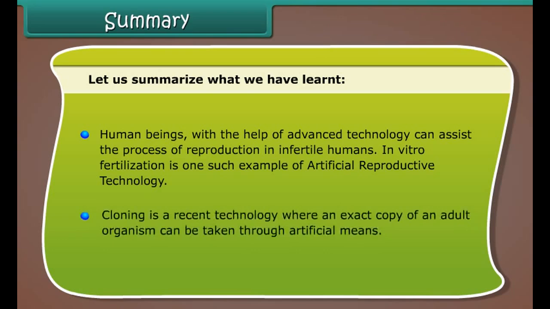Summary. Let us summarize what we have learned. Reproduction is the basic biological process by which organisms perpetuate their own species. There are two modes by which organisms reproduce, sexually and asexually. Both modes of reproduction have their own merits and demerits. Human beings reproduce sexually. The males produce sperm while the females produce ova.